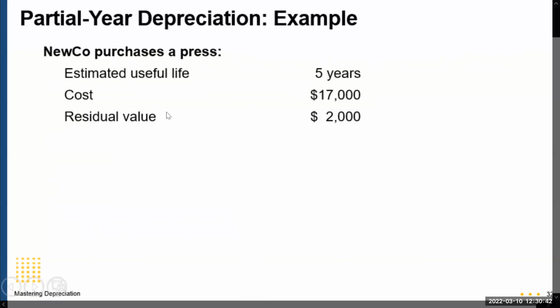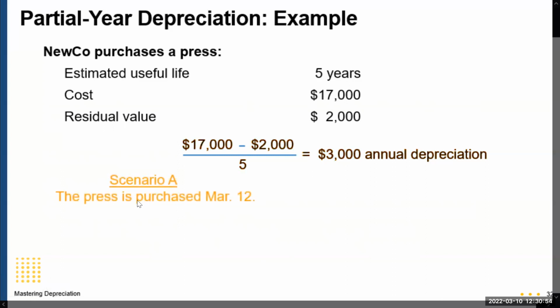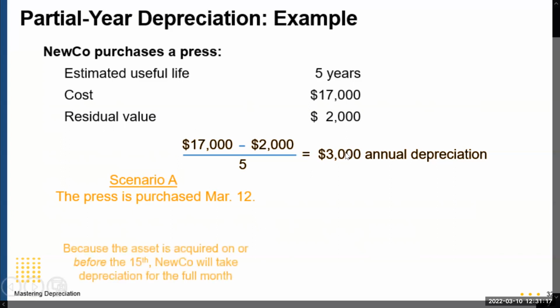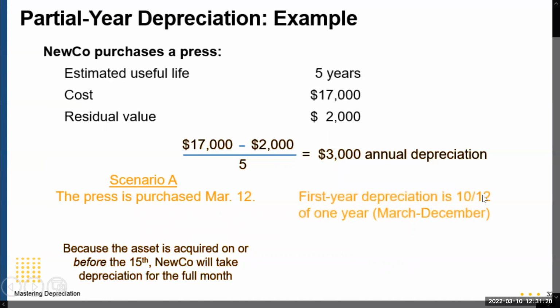So I don't see a date yet, but we know it's 5 years, 17,000, residual value is 2,000. So if we do the math, we know that our annual depreciation is $3,000 a year. And what if we purchase it March 12th? I'm assuming they're not clear here. In your problems, it will state before the 15th, after the 15th. If we buy it March 12th, that's before the 15th, which means we're going to count March. So you've got March, April, May, June, July, August, September, October, November. Oh, did I count wrong? Look at that, I counted wrong. March, April, May, June, July, August, September, October, November, December. It's 10 months.